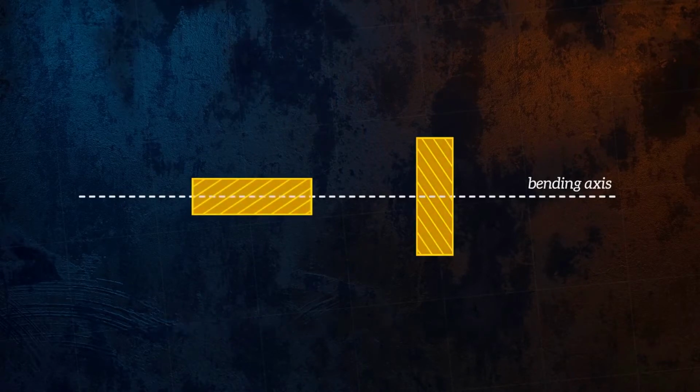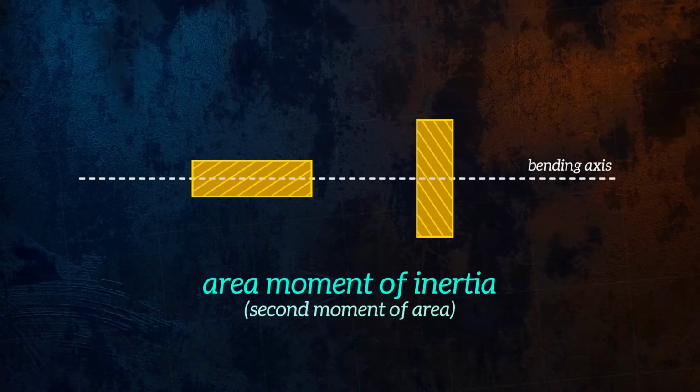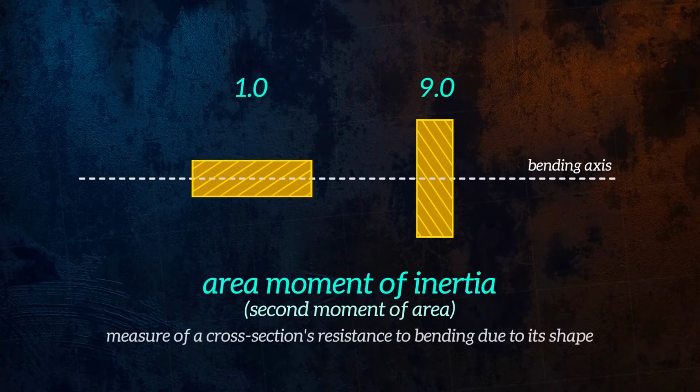This concept of resistance to bending can be quantified by calculating the area moment of inertia, which is also sometimes called the second moment of area. The area moment of inertia reflects how the area of a cross-section is distributed relative to a particular axis, and so is a measure of how much resistance the cross-section has to bending.